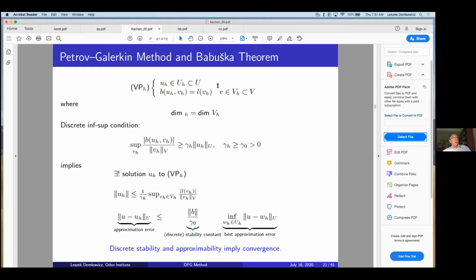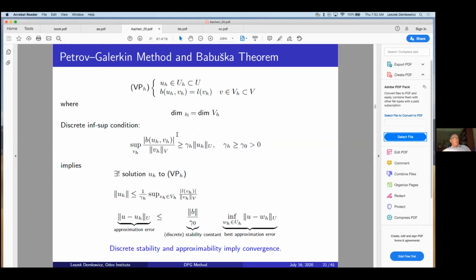So once you have selected these two spaces, you make an assumption that they're of equal dimension. Why? Because the moment you introduce the basis for these two spaces, you translate this problem into the solution of n equations with n unknowns. And you want the number of unknowns to match the number of equations to have a square system. So hence the assumption that these two spaces are of equal dimension. Oh, there's U missing here. Sorry, there should be UH. I don't know what happened with that.